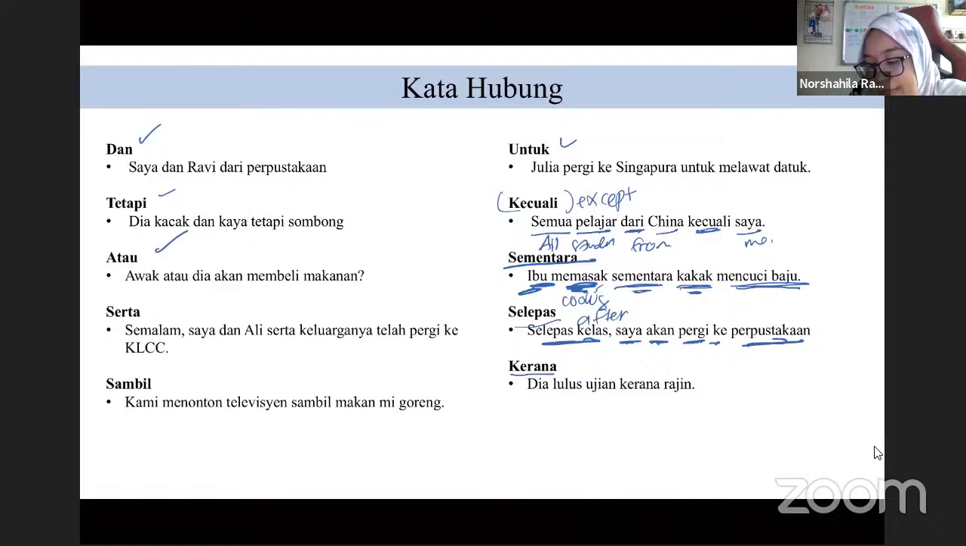And last but not least, we have kerana, means because. Dia lulus ujian kerana rajin. He or she passed the test because he or she is very hardworking. So this is how we use a conjunction word in Bahasa Melayu. I try my best to translate closest to Bahasa Inggeris. Okay? Any question for the conjunction words?